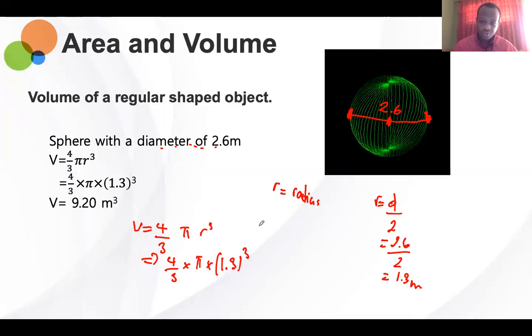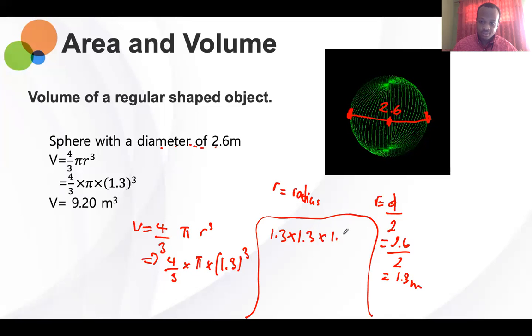So 1.3 cubed would be 1.3 times 1.3 times 1.3, right? So what is the value for this? 16.87? Go again? No, 16.387? No. 2.197. Yes, so that would be 2.197.